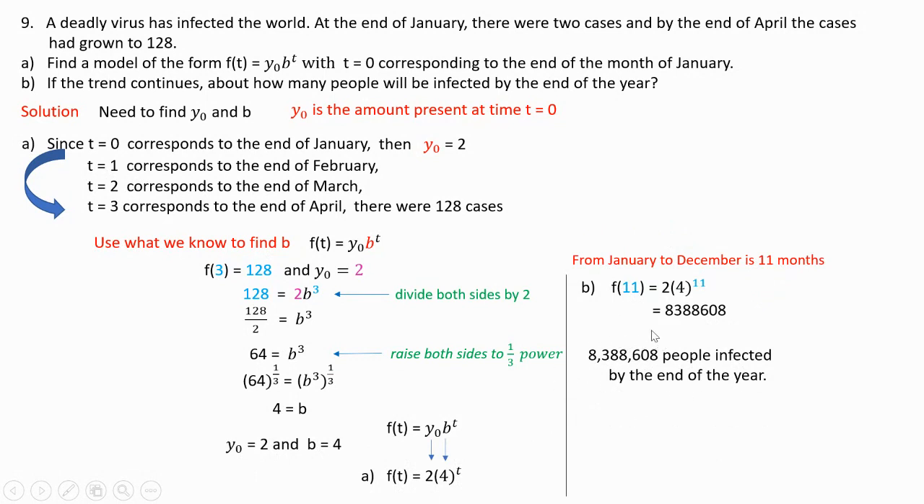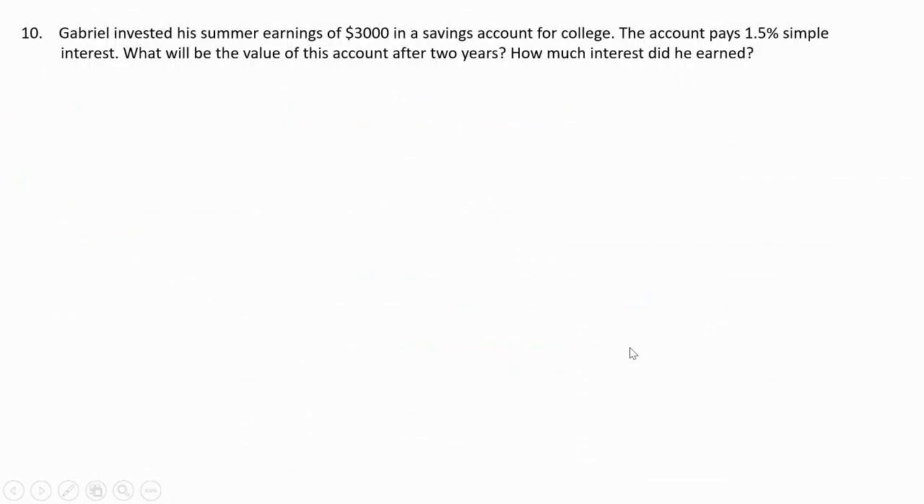And that's logical. This can actually happen. Okay, now let's move on to the next one, number 10. Number 10 covers the section, I think, chapter 5, which is the financial applications.